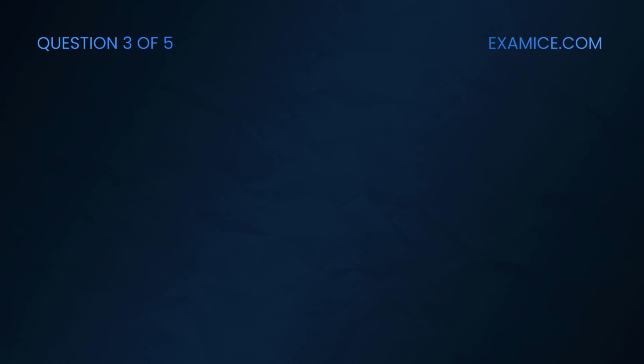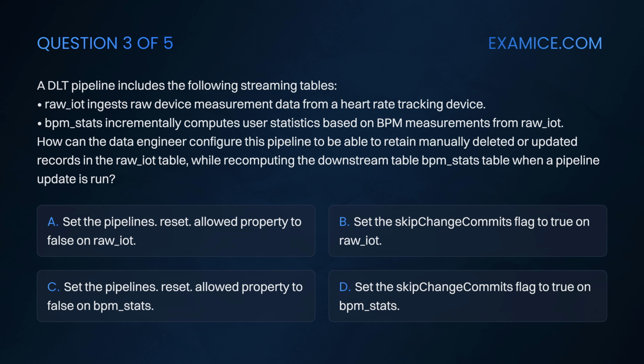Question 3. A DLT pipeline includes the following streaming tables. Raw IoT ingests raw device measurement data from a heart rate tracking device. BPM stats incrementally computes user statistics based on BPM measurements from raw IoT. How can the data engineer configure this pipeline to be able to retain manually deleted or updated records in the raw IoT table, while recomputing the downstream table BPM stats when a pipeline update is run?